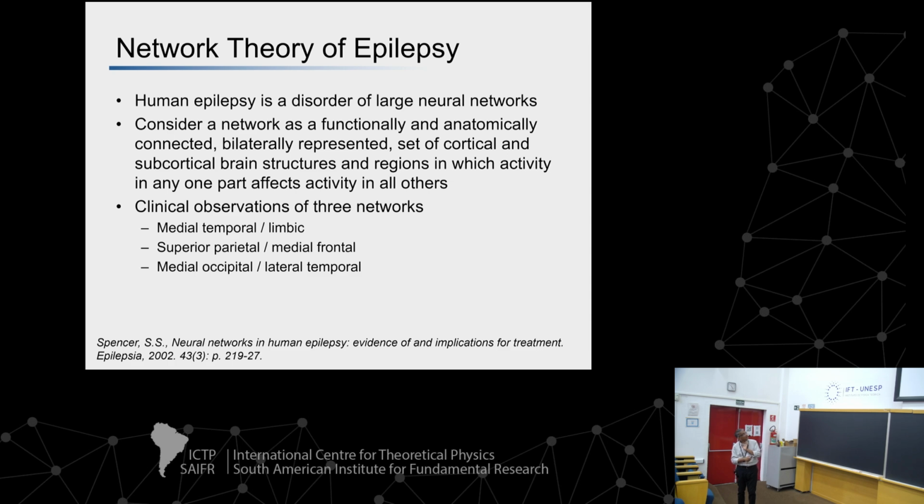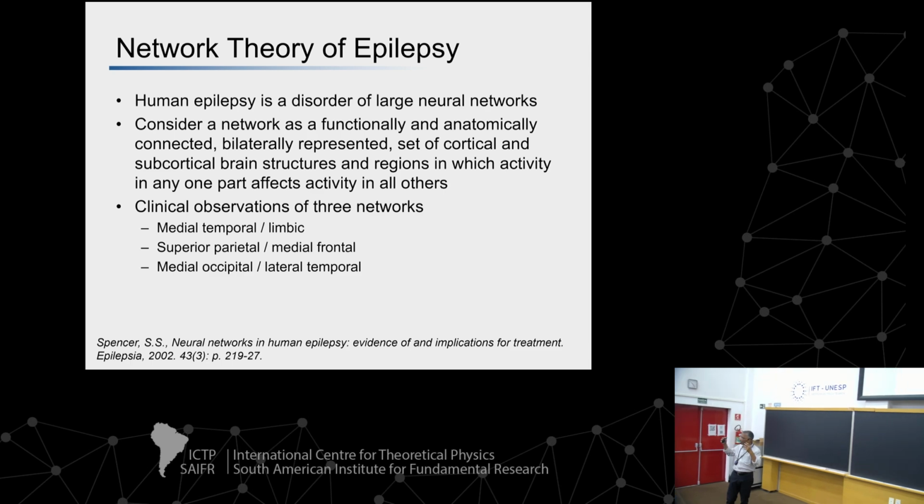She considered epilepsy as a disorder of large neural networks as opposed to a focal area. And this is directly from her paper. Consider a network as a functionally and anatomically connected, bilaterally represented set of cortical and subcortical brain structures and regions in which activity in any one part affects activity in all others. So very different from the idea of a focus that's aberrant. Now it's a network that's aberrant, and a large-scale network.